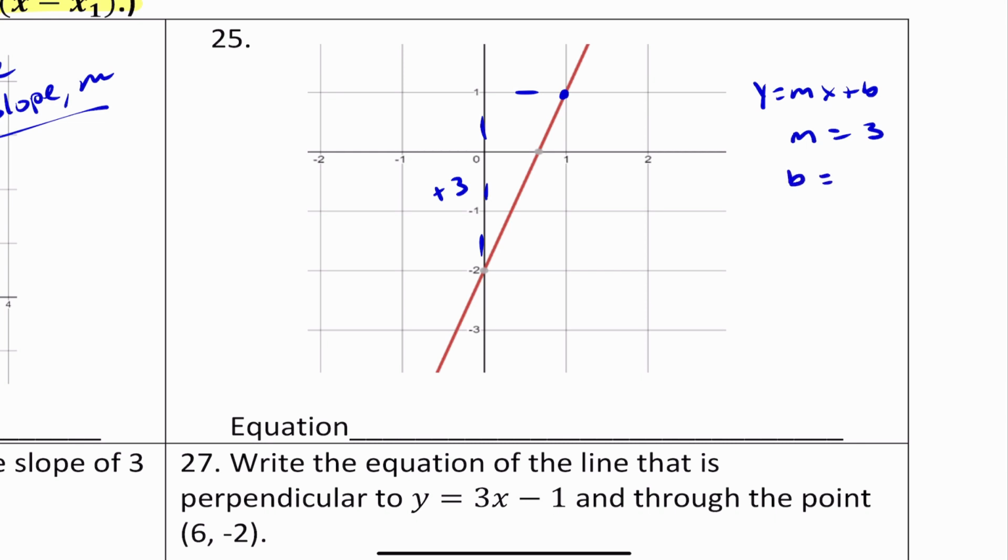And my b is, where does the line cross the y-axis? Right here. And that's negative 2. So y equals 3x plus negative 2, which is just basically y equals 3x minus 2. Okay? So that's the answer for that one.